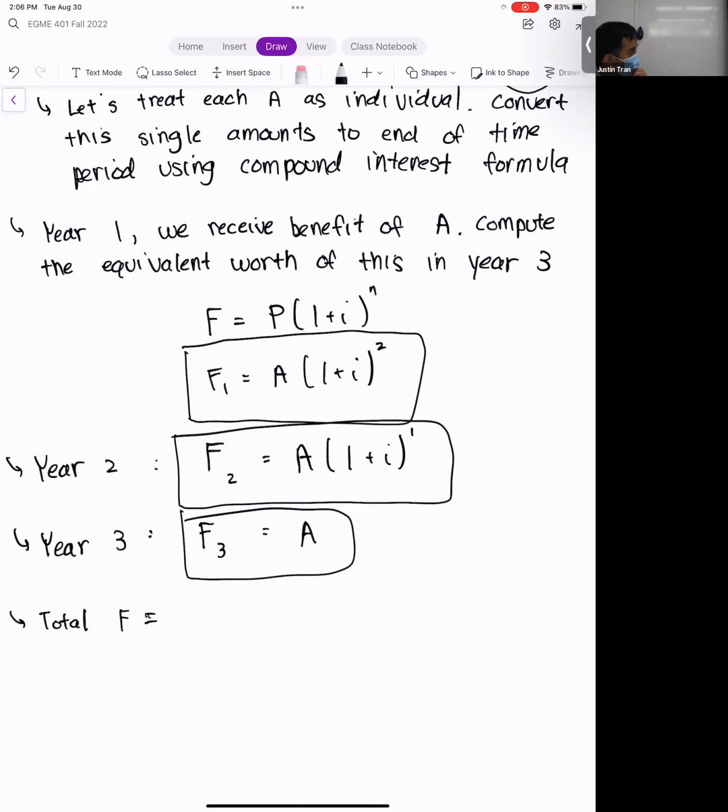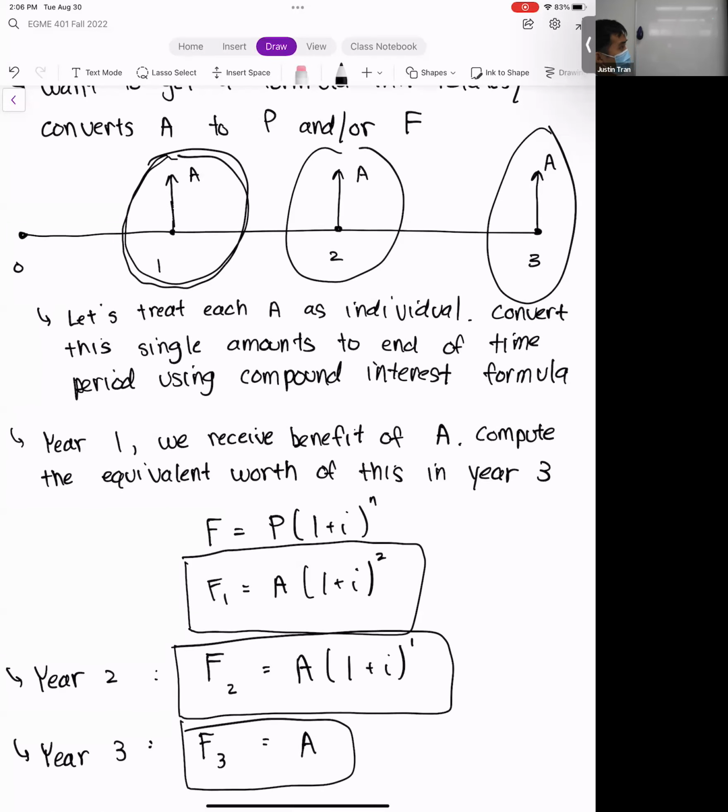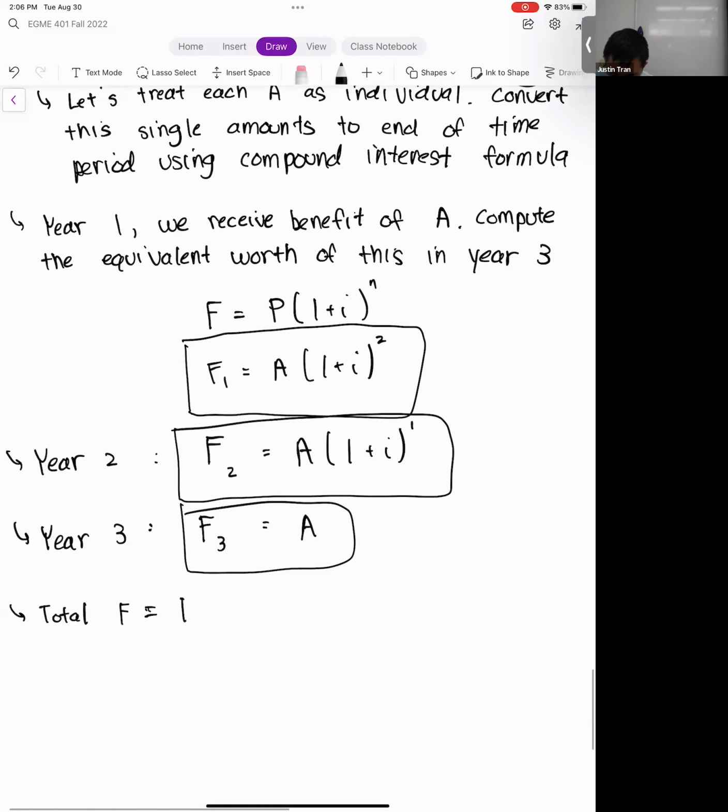And so based on all of these individual F's, we can compute the total F, right? For this uniform series payment where we get an amount A at years 1, 2, and 3, we can compute the total future worth of this. That's just going to be F1 plus F2 plus F3. If we plug in the formulas that we have above, we have A(1 plus I) raised to the second power, plus A(1 plus I) raised to the first power, plus A.